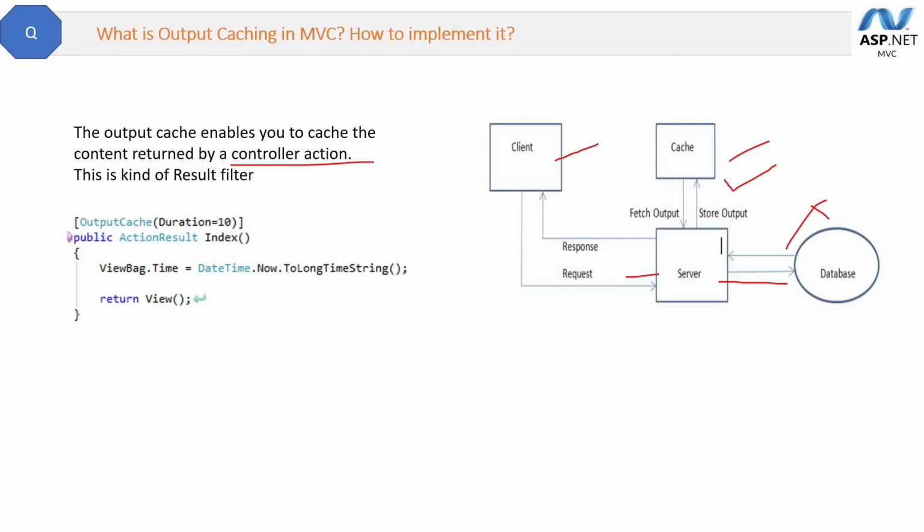by the controller action. This is kind of a result filter. So as I said, when you are using a result filter, you can modify the view. So see here we have applied output cache, which means that this data will be saved in the cache for 10 seconds, and it will be retrieved from the cache only, not from the database. So that is output cache. It is a kind of filter. And which kind? It is a result filter.